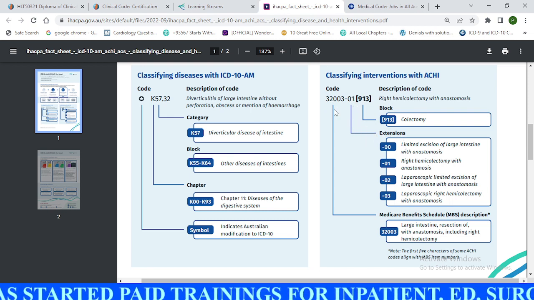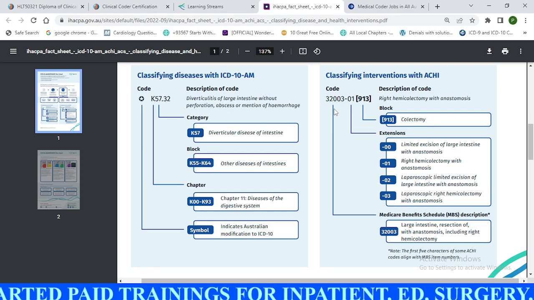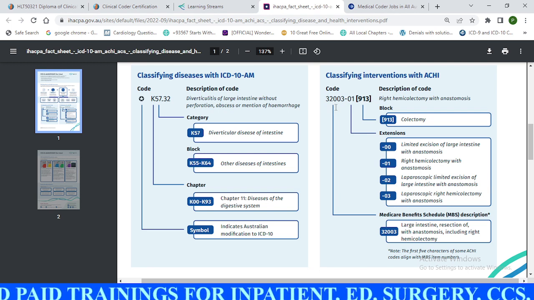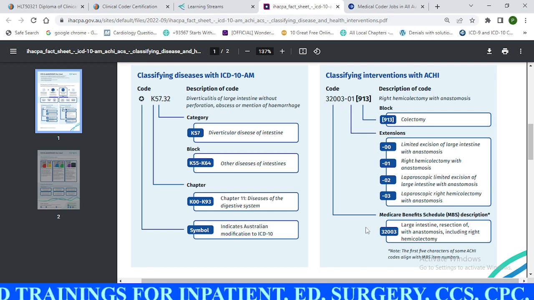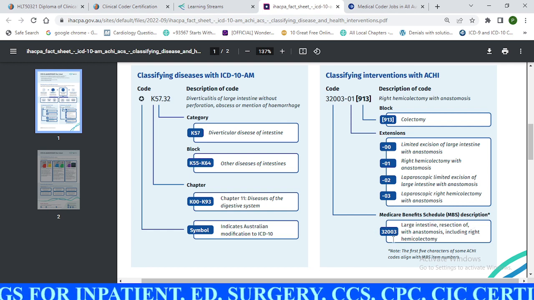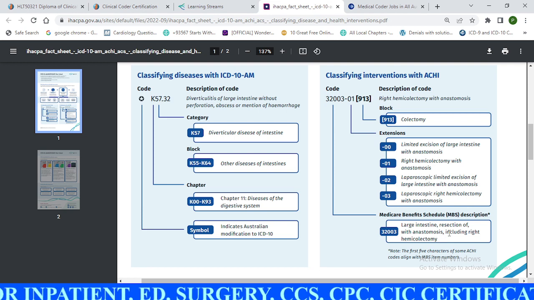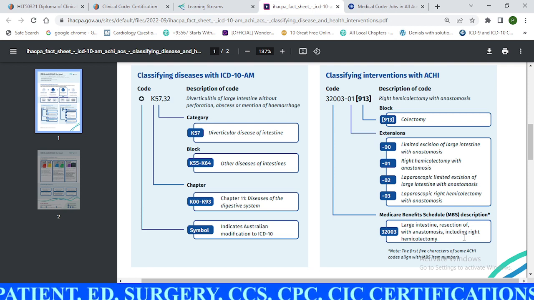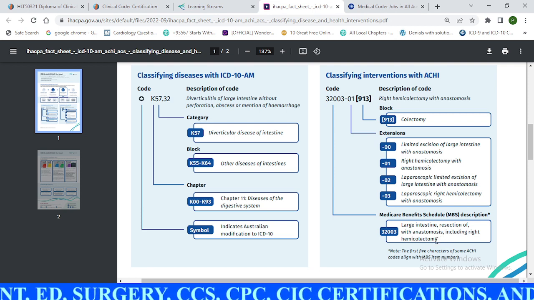So we need to start with the first 5-digit code, which is 32003. So what does this mean? The Medicare Benefits Schedule description: 32003 means large intestine resection with anastomosis, including right hemicolectomy.